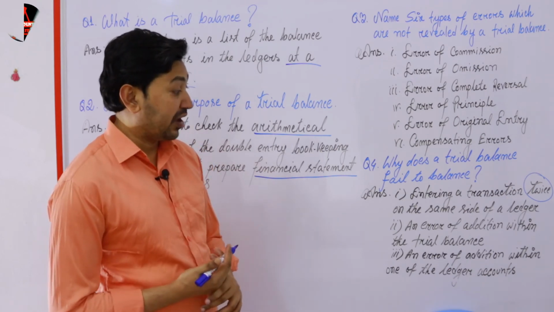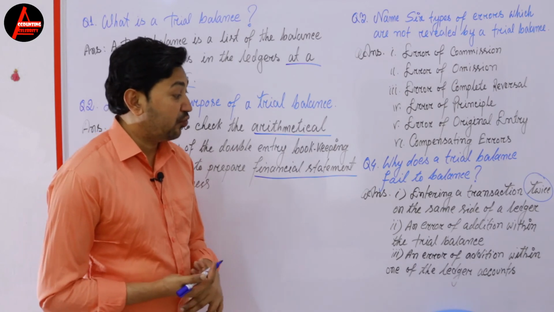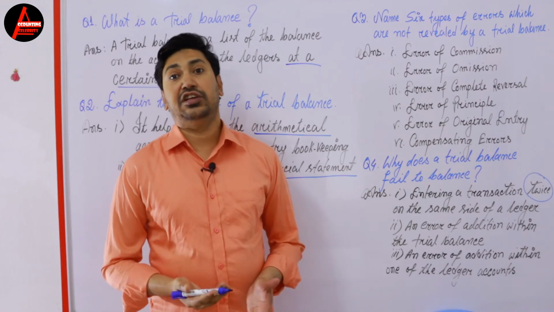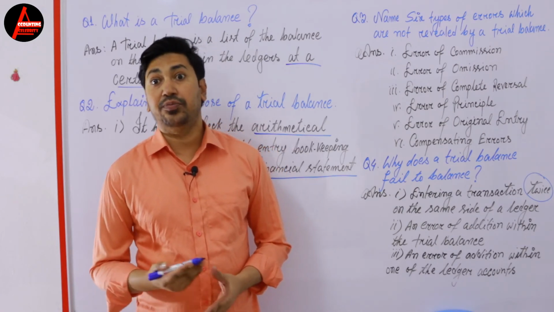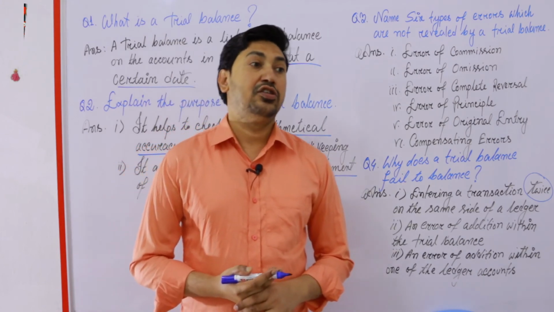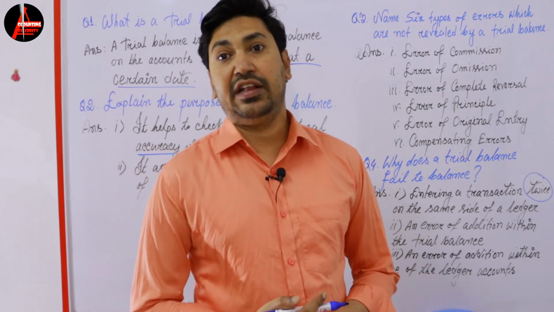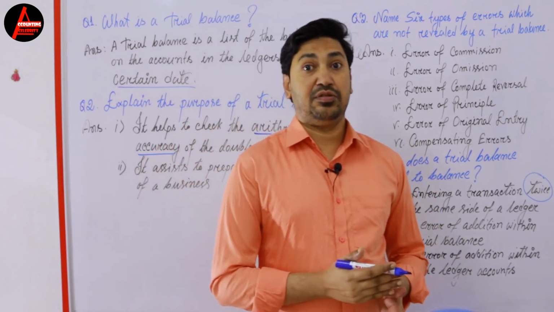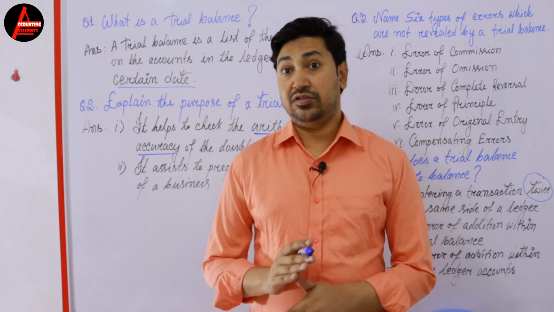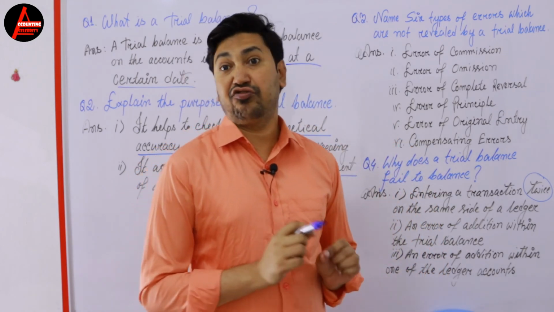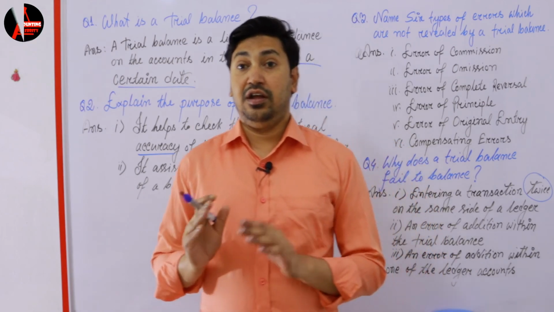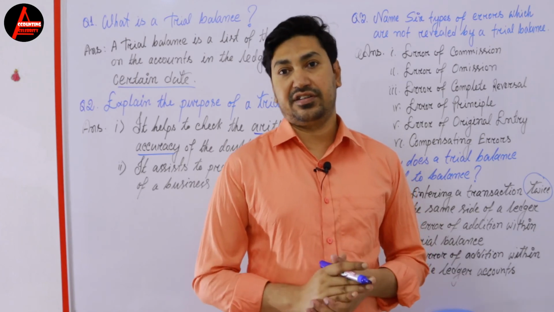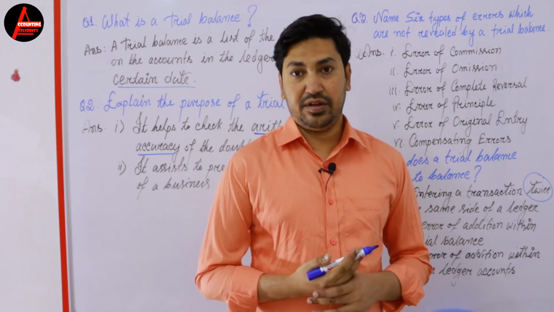Okay. Number 3, an error of addition within one of the ledger account. So already you know that from the ledger's account balance, you prepare a trial balance. Yeah. So if you have mistake in the ledgers, your trial balance will not be balanced. If you have any calculation mistake, your trial balance will not be balanced. So before doing trial balance, make sure that all the ledgers accounts are correct. Then your trial balance will be balanced.